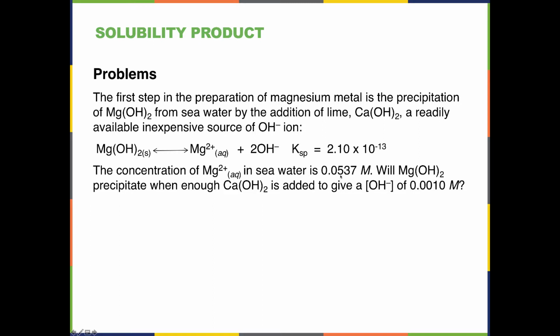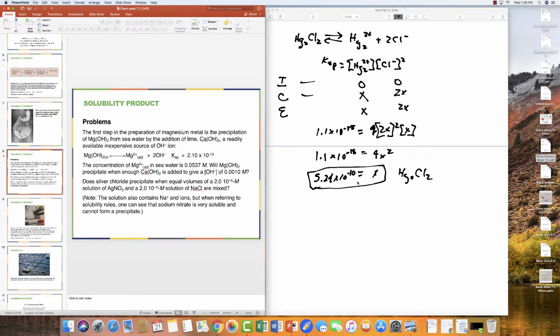If the concentration of magnesium ion in seawater is 0.537 molar, will magnesium hydroxide precipitate if enough calcium hydroxide is added to give a hydroxide ion concentration of 0.001? Well, how do you do that? Well, the way you do that is you calculate the Ksp using these molar concentrations, and if the number you get is greater than the known Ksp, then it will precipitate. If the number, however, is less, then it will not precipitate.